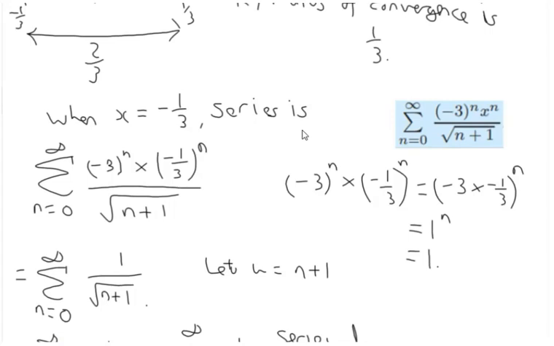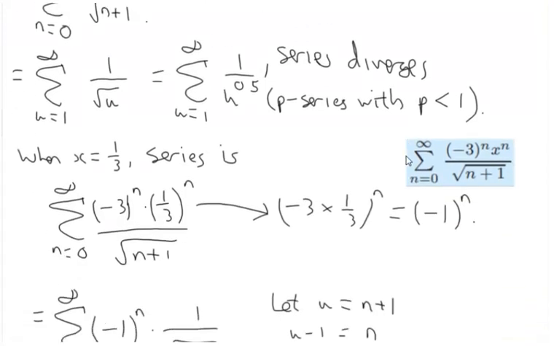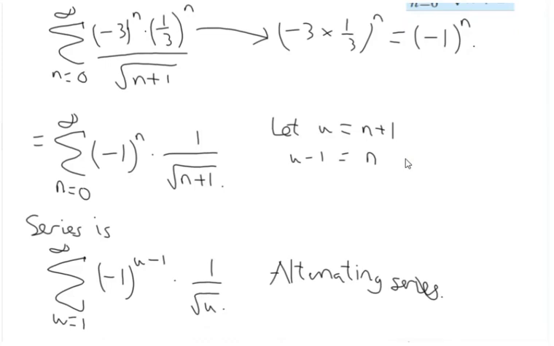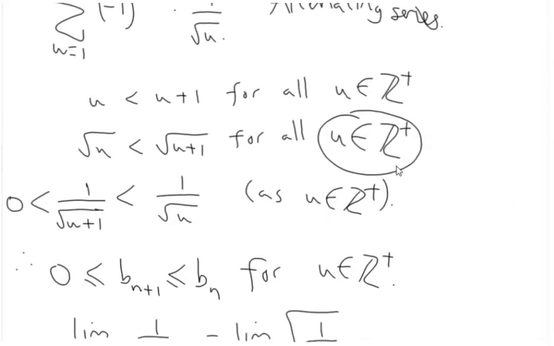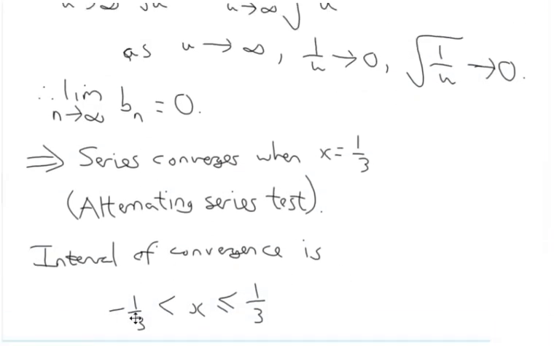So when the ratio test equals 1, which would be when x was minus 1/3 or 1/3, we realized that the series was a p-series with p equals 0.5 when x was minus 1/3, so it didn't converge then. But when x was 1/3, we had an alternating series which passed the alternating series test. So it did converge when x was 1/3. So in conclusion, the interval of convergence for this particular series is x is greater than minus 1/3, and less than or equal to 1/3. If you want more on that, then please seek out that particular video.